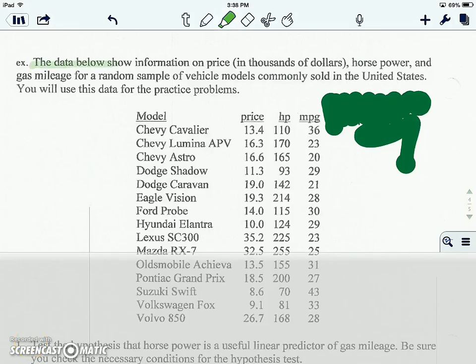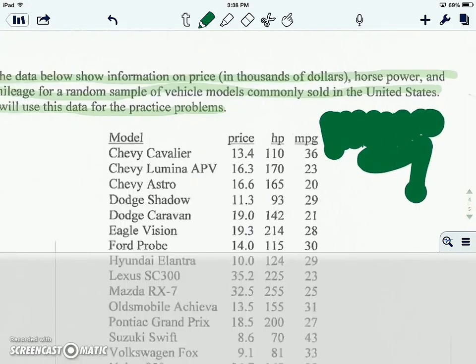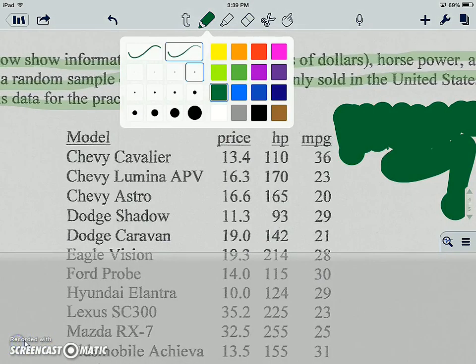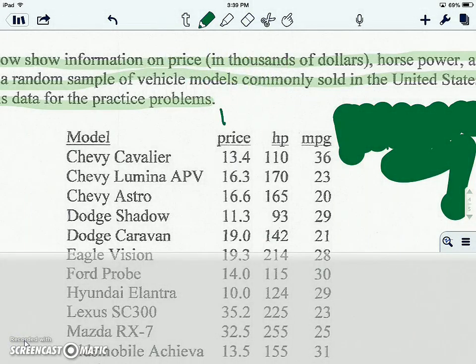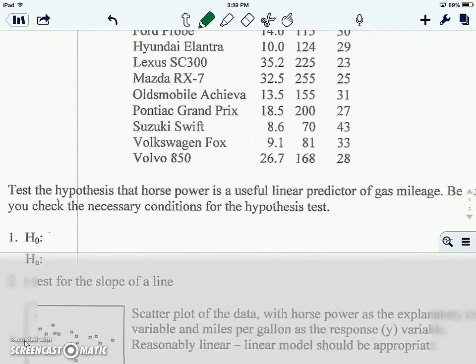The data below show information on price in thousands of dollars, horsepower, and gas mileage for a random sample of vehicle models commonly sold in the United States. You will use this data for a practice problem. So we have price in thousands of dollars, horsepower and miles per gallon of these cars. And let's look at what we're asked to do.